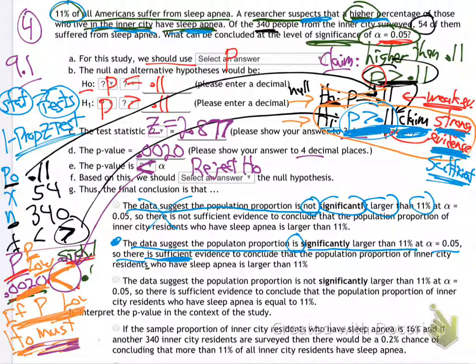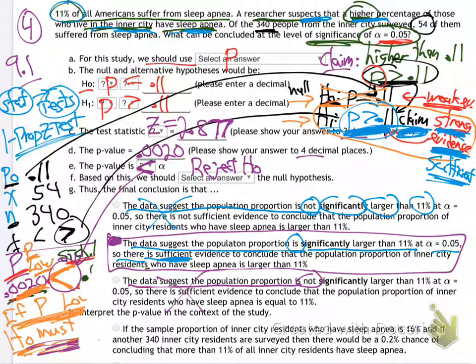That's right. The other one was wrong here. We can see that the other ones were wrong. The data suggests population is not significant. No, that's wrong. Yes, that's it. So here's our answer. We got that one. This is the correct answer. Now let's go on to H and I.